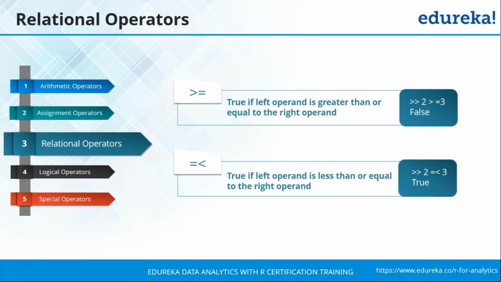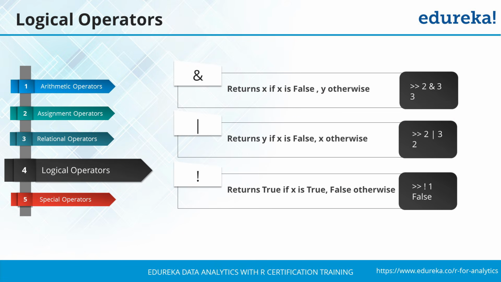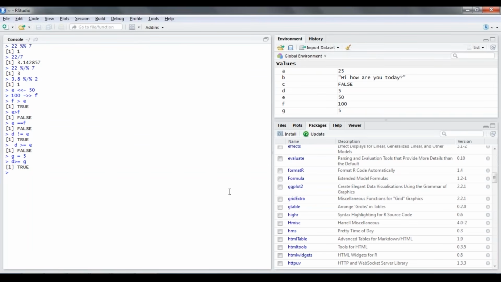Moving forward, let's talk about the next type of operators, logical operators. There are mainly three types: the AND operator, the OR operator, and the NOT operator. Let me show you how the AND operator works. I'm going to assign two new variables: x equal to TRUE and y equal to FALSE.